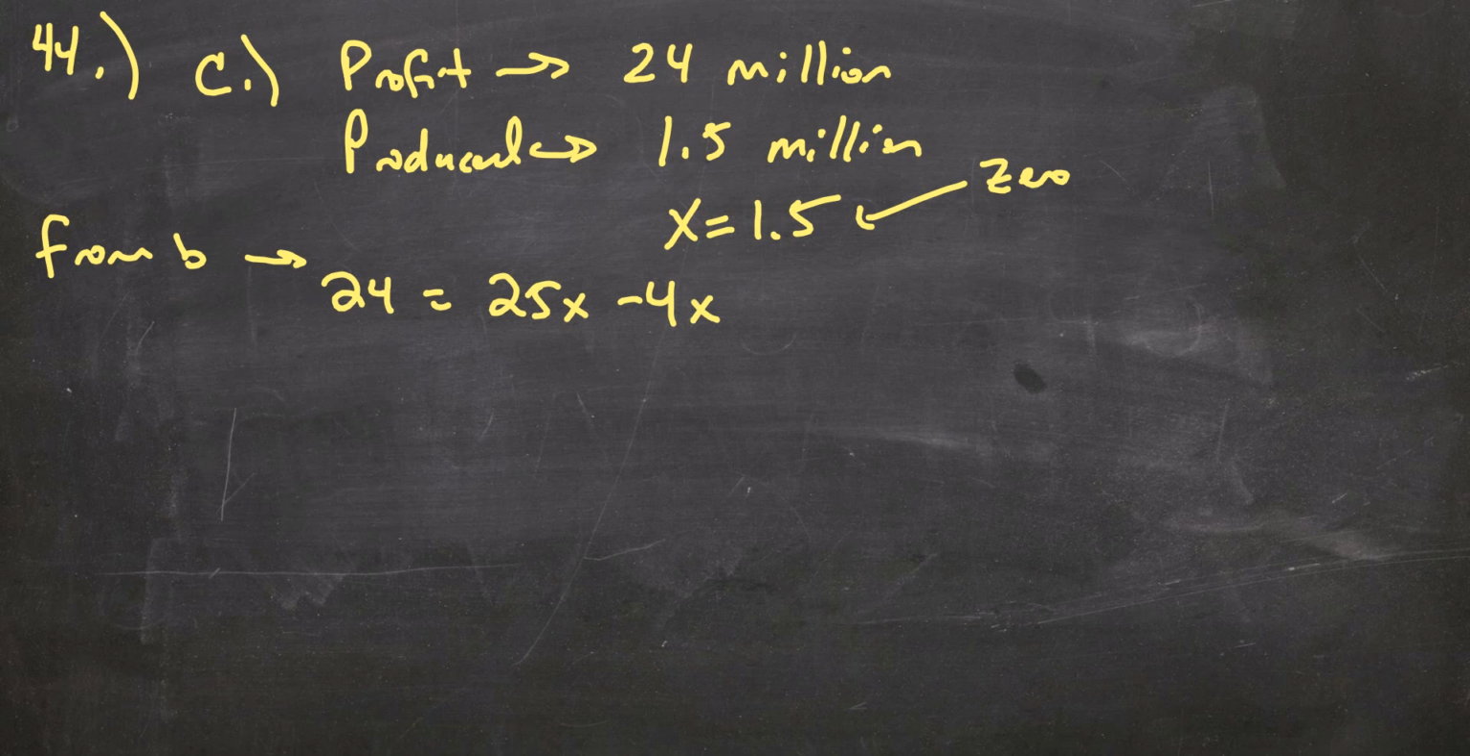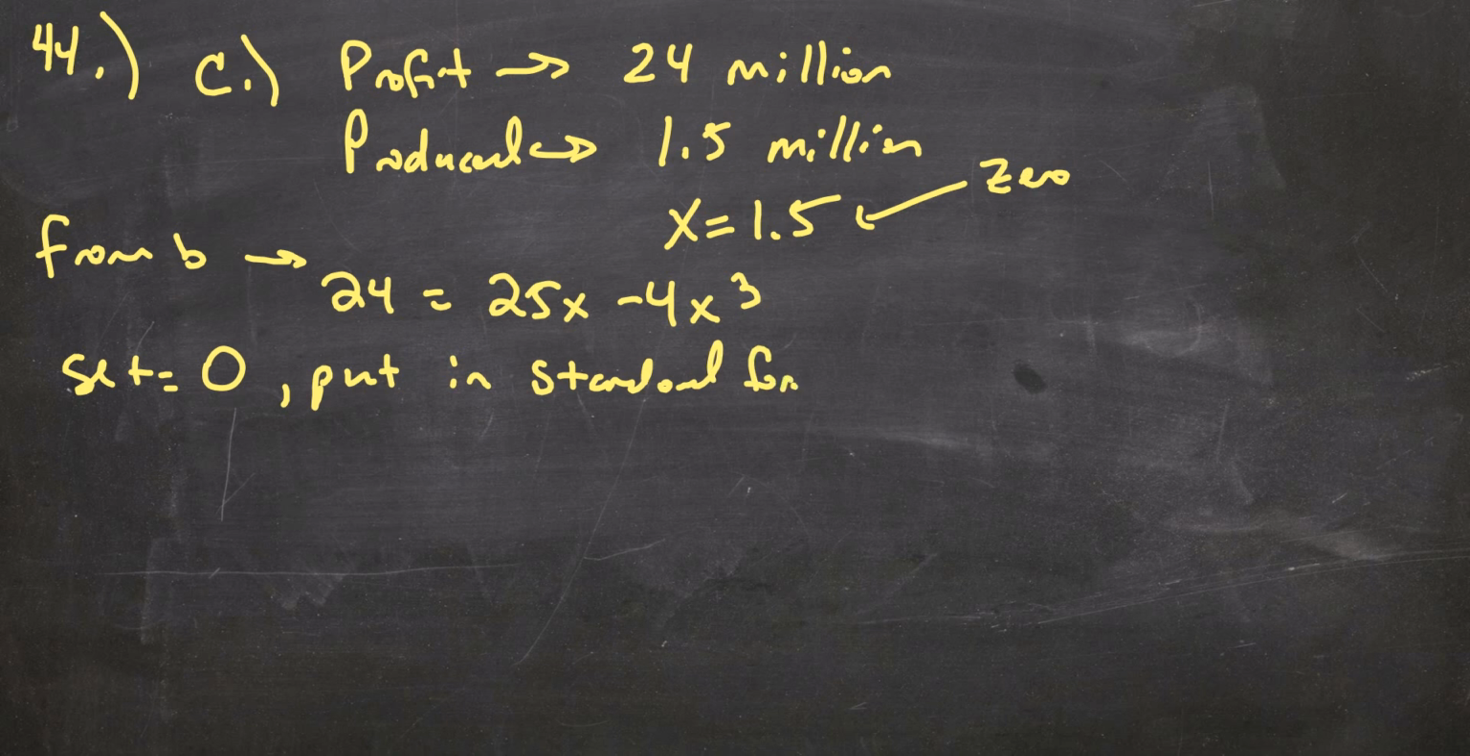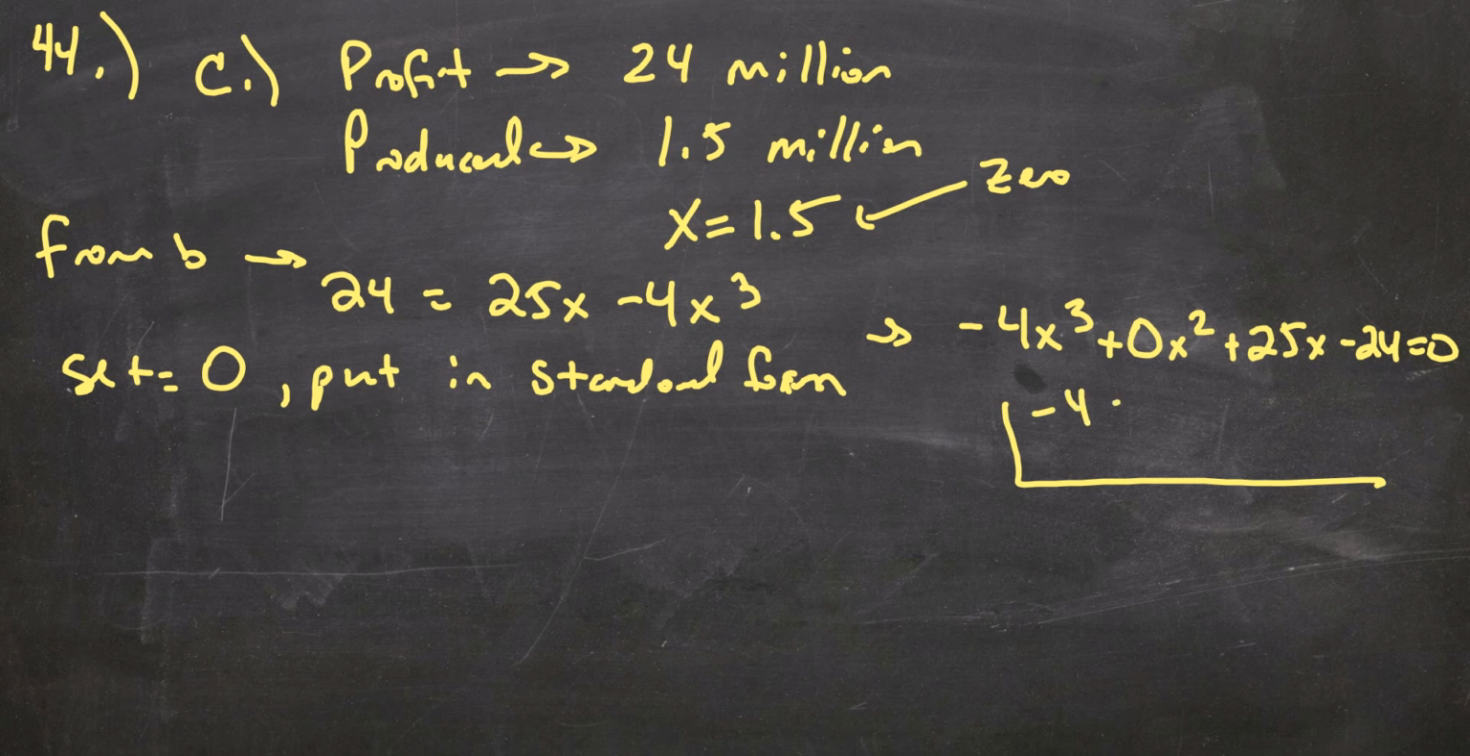25x minus 4x cubed. So I'm going to set this equal to 0, and I'm going to put it in standard form. So I'm going to make this minus 4x cubed. I'm going to add my placeholder now, plus 0x squared, plus 25x minus 24 equals 0. That's going to go inside my box. Negative 4, 0, 25, negative 24. I'm going to put 1.5 out here.